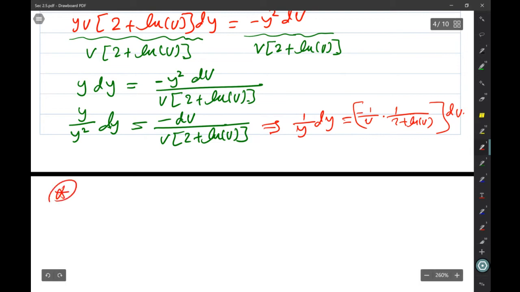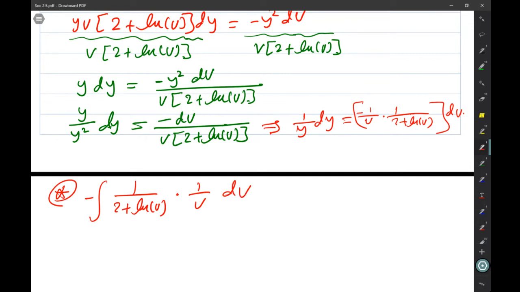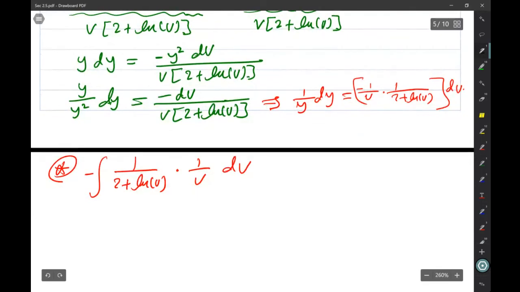Now we need to integrate 1 by 2 plus ln LV times 1 by v. Of course, take a negative outside here, dv. How will you integrate this one? You will take the variable w by substitution. W is equal to 2 plus ln LV.